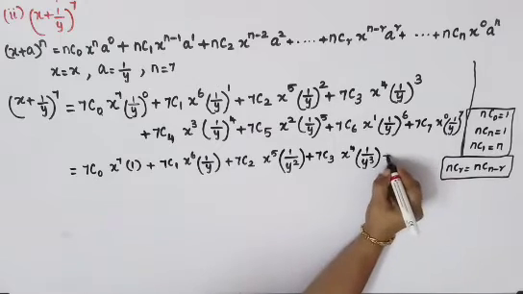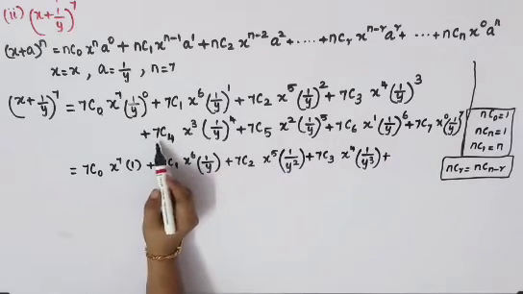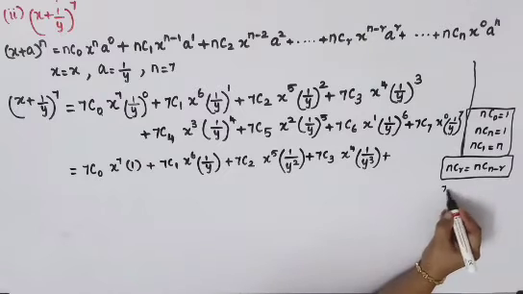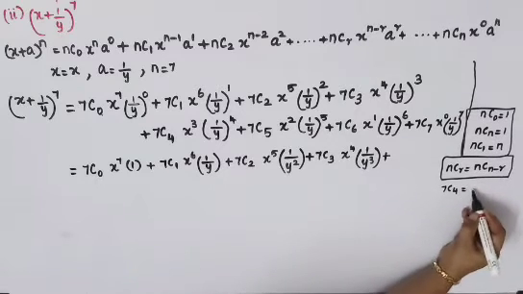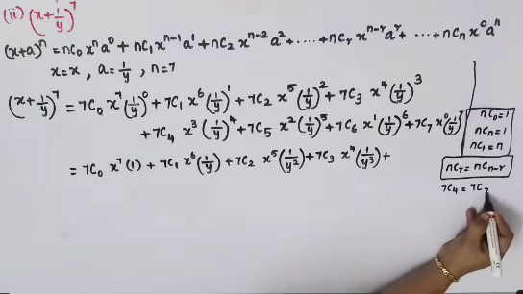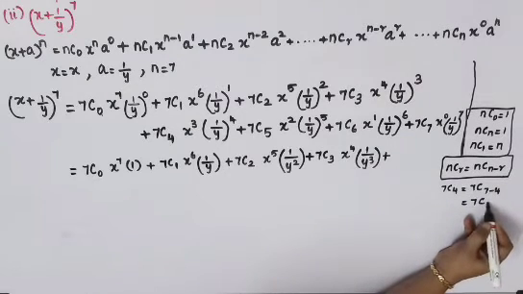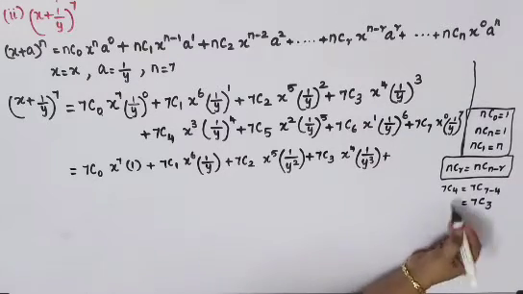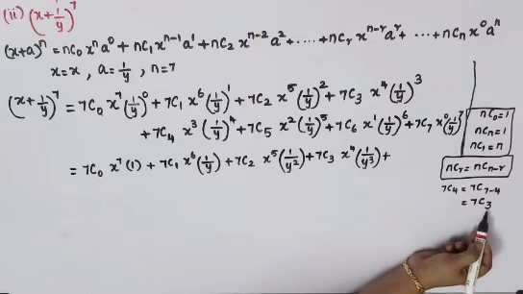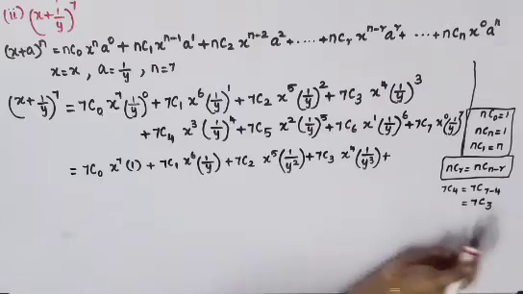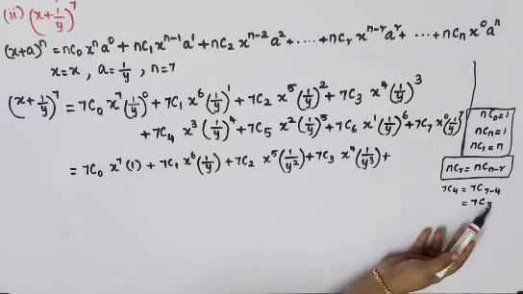Then plus, now what I am going to do is, here 7c4 is there. Now this is a big term, so we'll just convert using this formula to a small one, okay. So 7c4 means you can write it as 7c(7 minus 4). So that is equal to 7c3. This is all you have done in your combination, okay. Just convert it to a smaller term. So 7c4 is equal to 7c3.